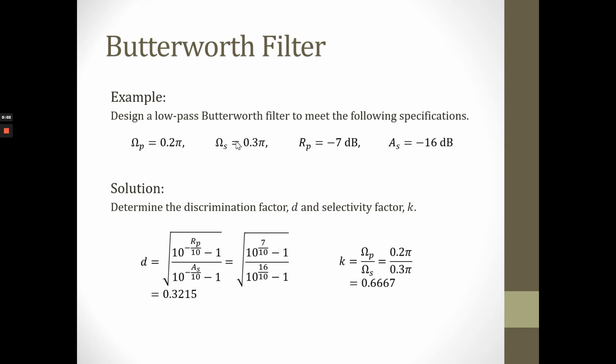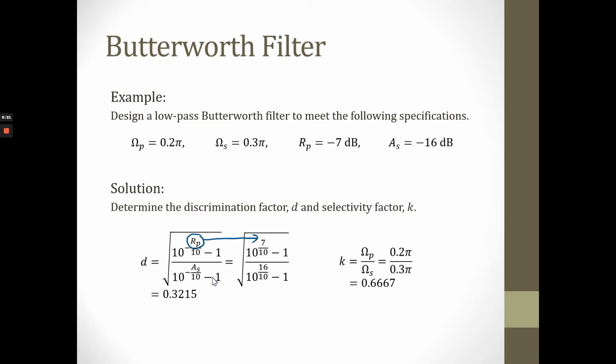In this example, we design a low-pass Butterworth filter to meet the following specification, given the value of omega passband, omega stopband, attenuation passband, and attenuation stopband. So first, we determine the discrimination factor based on this formula.